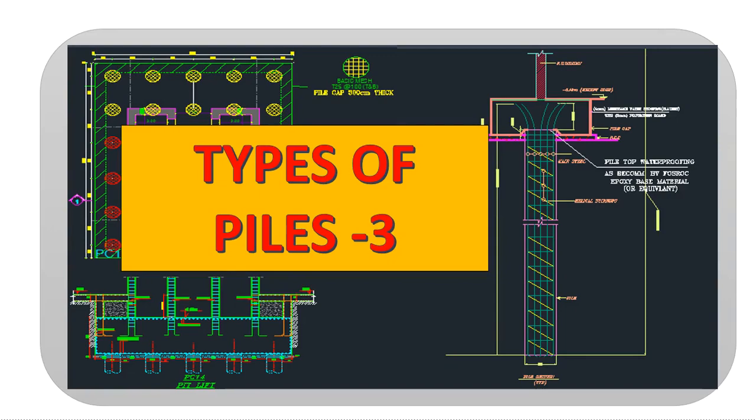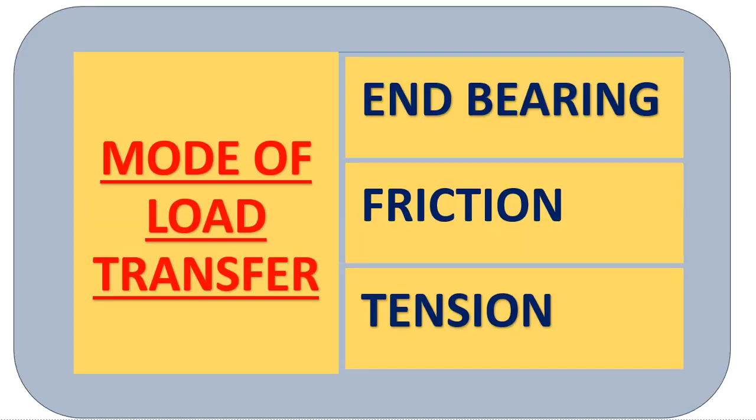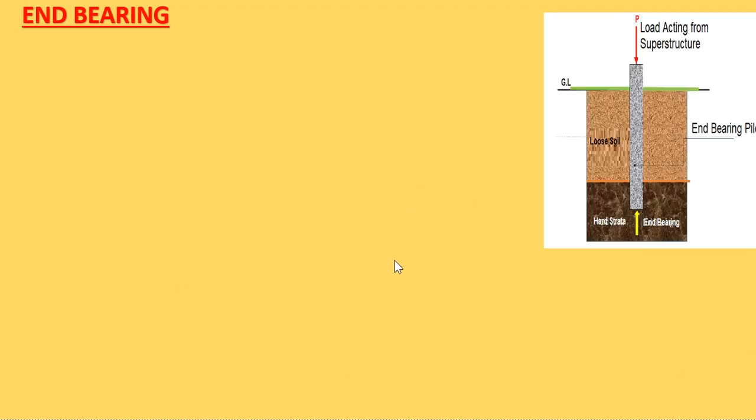We already discussed the types of piles according to materials of construction, cross section and shape. Today we are going to learn about the other three types, which are mode of load transfer, method of forming and method of installation. We know as per mode of load transfer, there are end bearing piles, friction piles and tension piles. Let us learn each one in detail.